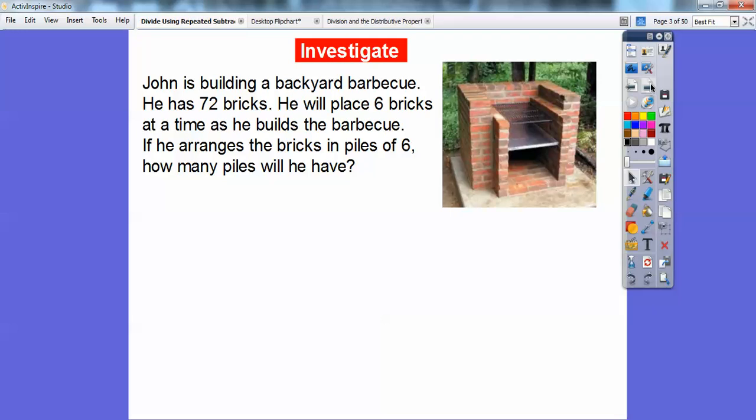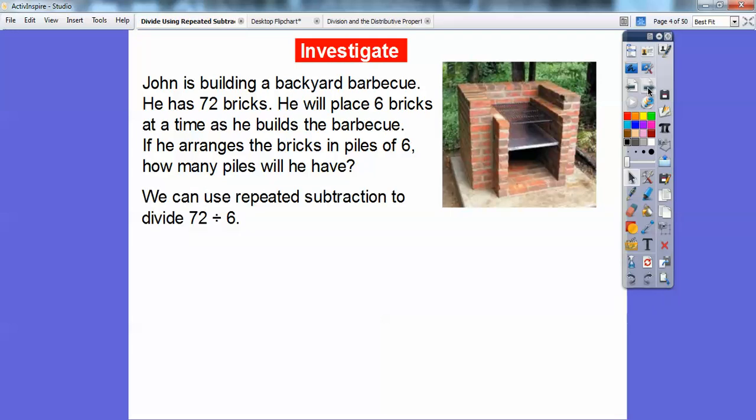So here's an example, you guys. John is building a backyard barbecue. He has 72 bricks. He will place 6 bricks at a time as he builds the barbecue. If he arranges the bricks in piles of 6, how many piles will he have?